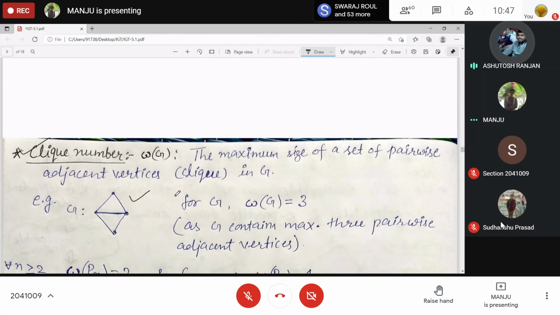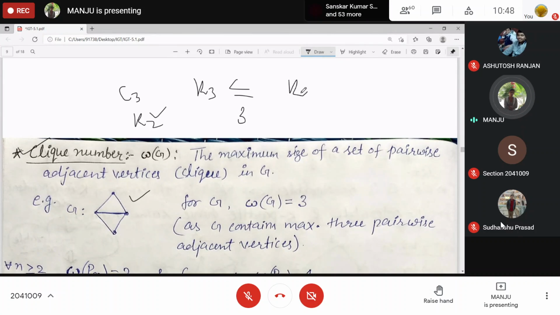Ma'am, we can take cycle. What is said the cycle? C3 exists. So whenever maximum C3 exists, or you can just say K3 exists, K4 does not exist, K2 exists, K3 is not there, then it will be 2. If K3 is the subgraph of that graph, then it will be 3. If K4 is the subgraph of that graph, but not K5, then it will be 4, right?